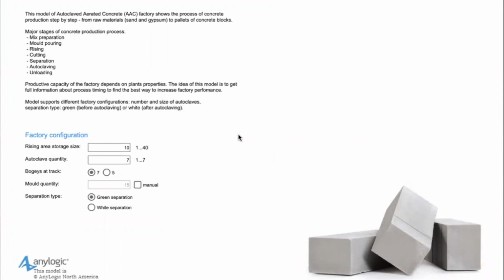So in order to do so, we created an autoclave aerated concrete factory. We had a lot of moving parts, and we thought it'd be a good model to represent these bottlenecks. And within this factory, we can change our storage area, some of our other quantities, and the capacities and rates as well. And so we're going to get right into that.